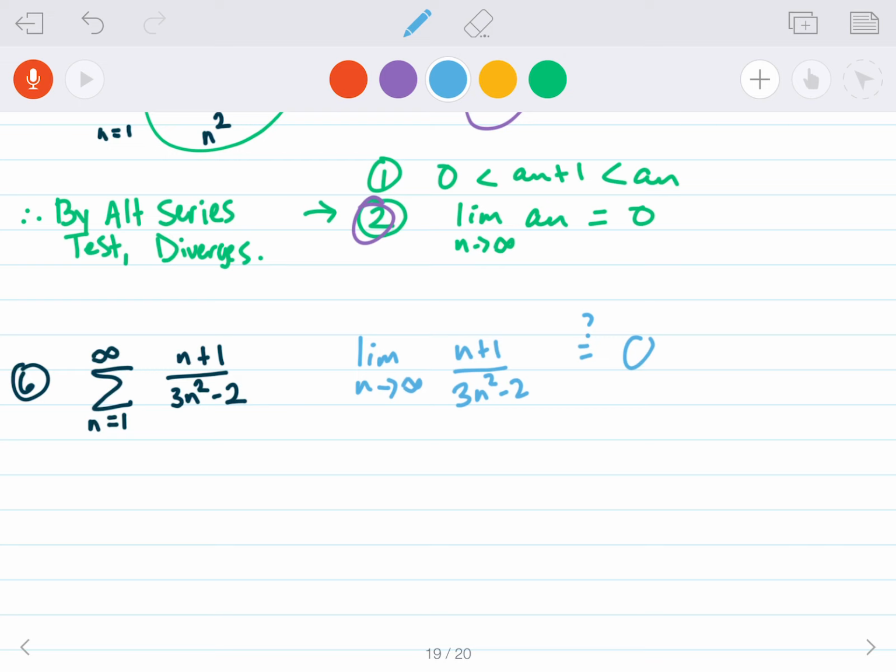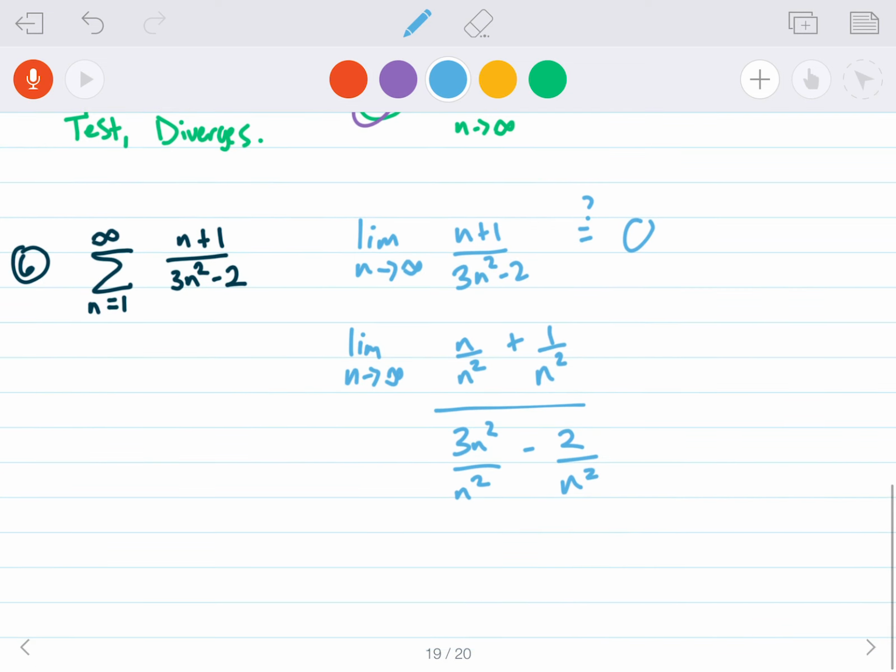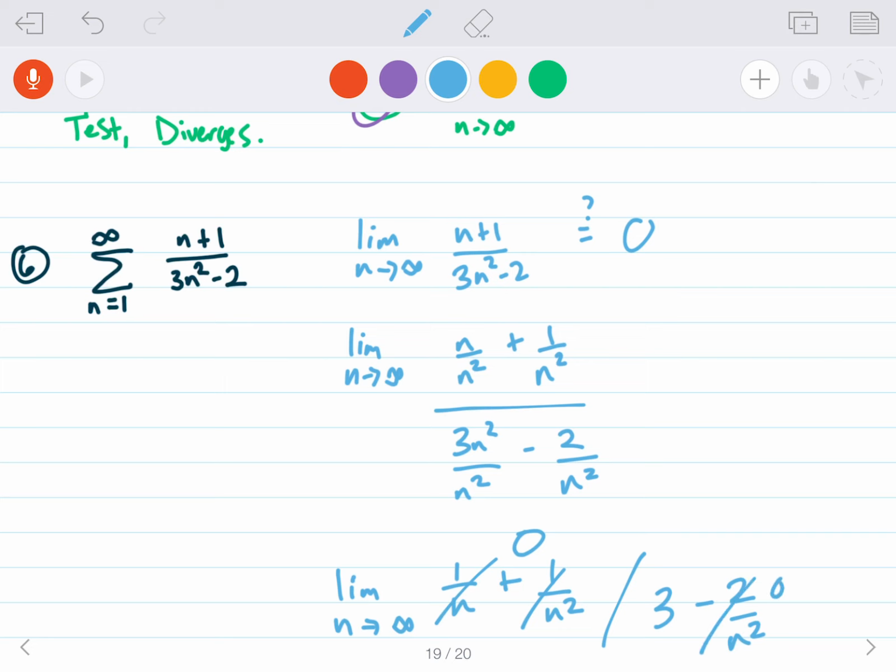So let's do our trick here where we divide top and bottom by the highest power, which in our case is n squared. Okay, simplifying this, we get the limit as n goes to infinity of 1 over n plus 1 over n squared divided by 3 minus 2 over n squared. Now if we plug in infinity, this goes to 0, this goes to 0. We have 0 on top, 3 on bottom, and so this test is inconclusive. We can't conclude here that it's convergent or divergent. We have to use another test.